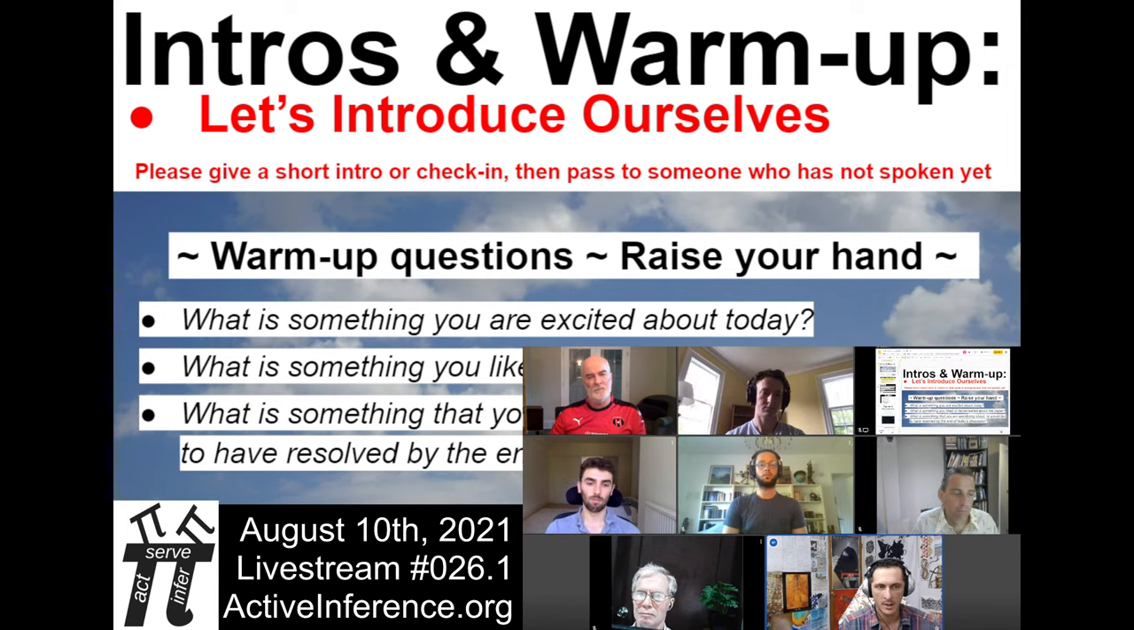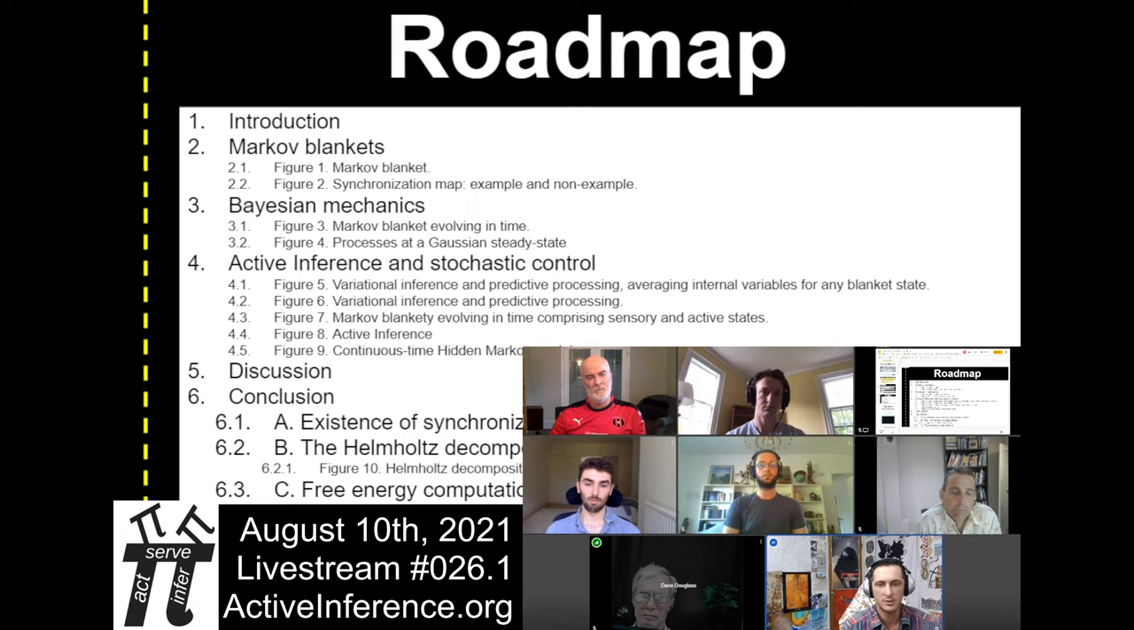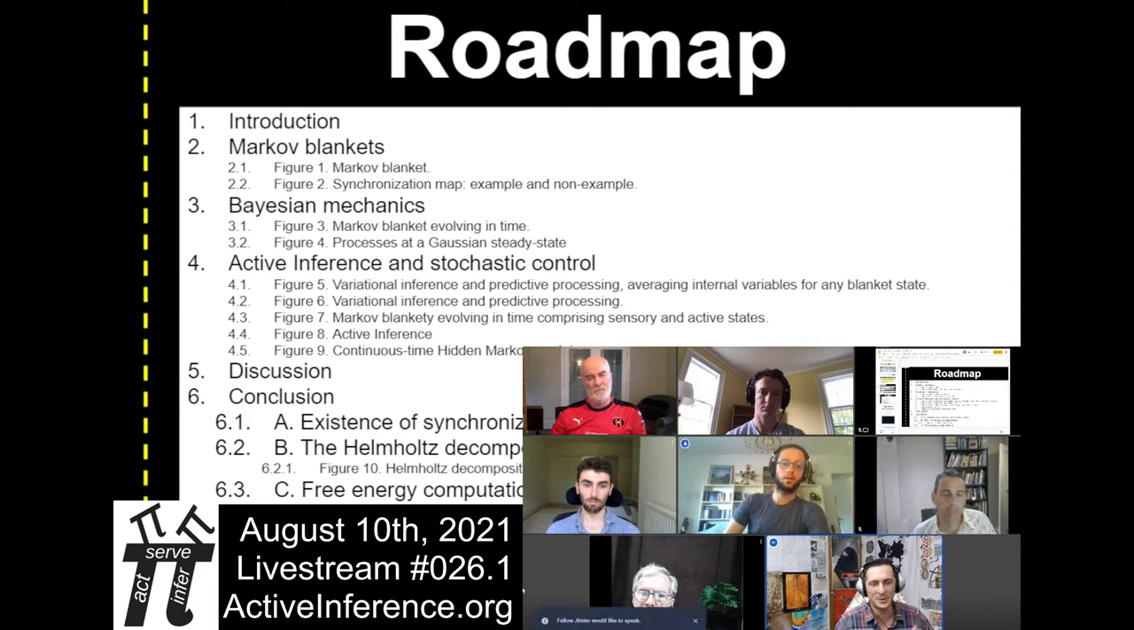So again, anyone can just raise their hand if they have a question or write a question in the live chat. Here's the roadmap. These were the sections of the paper, which introduced that boundedness notion of the Markov blanket, discussed Bayesian mechanics, active inference, and stochastic control, and then had a nice discussion and conclusion with a few supplemental sections. So what went into how you laid out the arguments, or what sections do you think were condensed, or which ones would you want to expand on more? So first, just to the authors on that, and then Avel, your question.